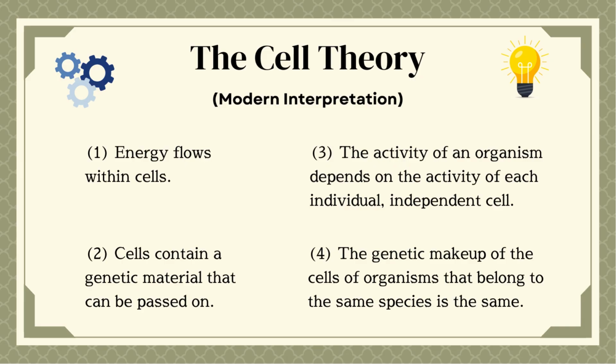Next, we have the four modern interpretations of the cell theory. Number one, energy flows within cells. This principle states that all cellular activities are powered by a constant flow of energy, usually in the form of ATP, which is created through processes like cellular respiration.